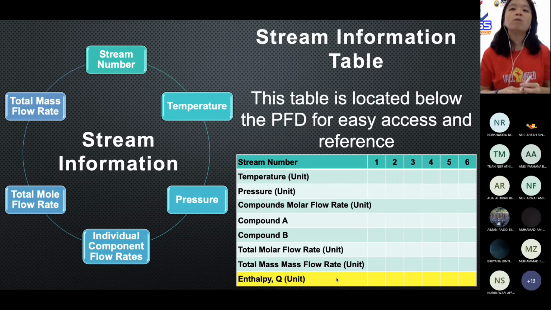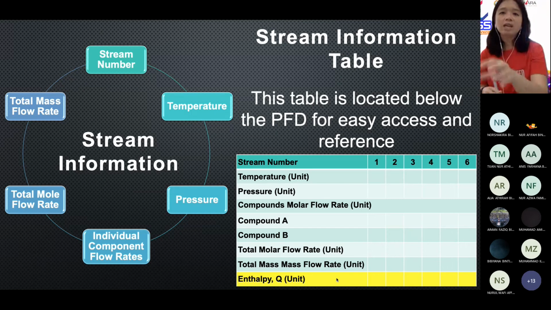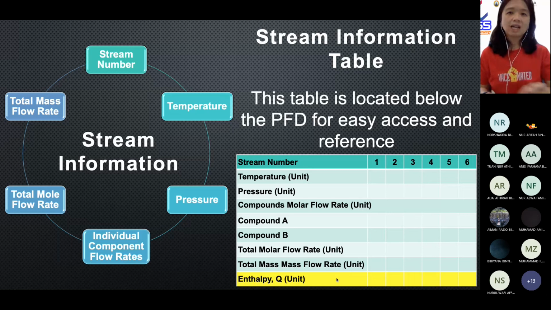So stream information table tu memerlukan information daripada mass balance, which is the molar flow rate and mass flow rate. And also need information from the energy balance, which is actually the value of Q. So equipment mana yang kamu kira Q tu, kamu kena letak dalam stream information table, what is the value of the Q that you calculated. So bear in mind, stream information table is needed in project report 2 di bawah PFD kamu.